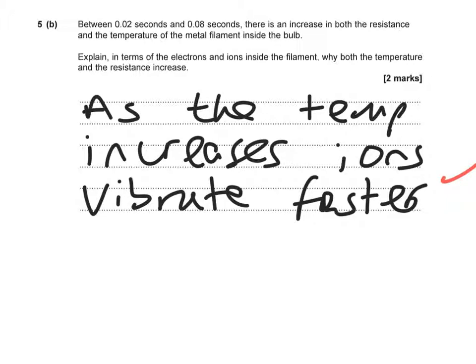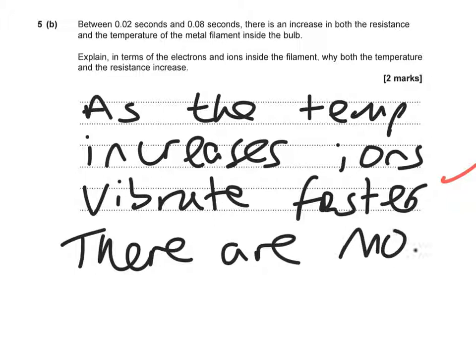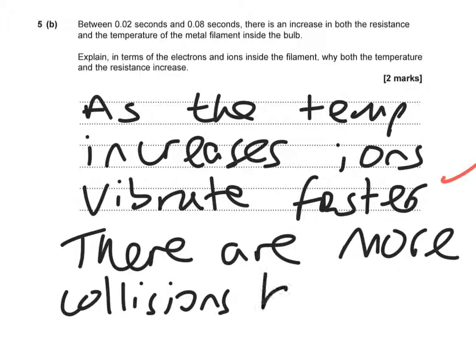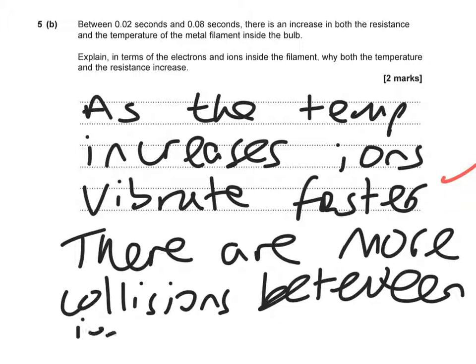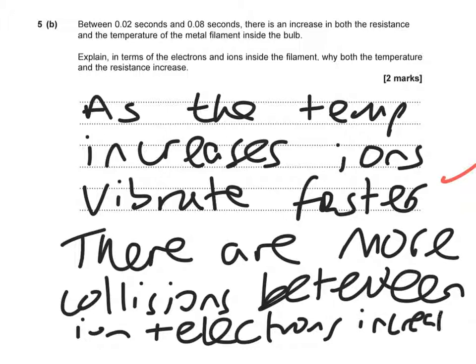And if they're vibrating faster, that means there are more collisions between ions and electrons. And that increases resistance R. And that's the second mark. The idea that there's more collisions. So you get a mark for basically saying more collisions, that's because the ions are vibrating faster.